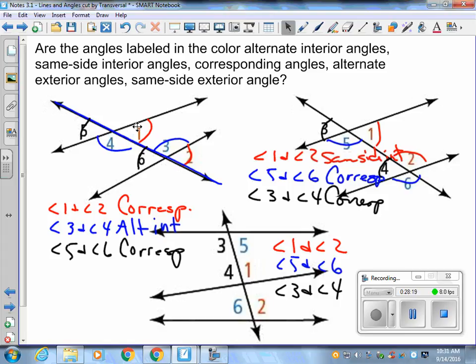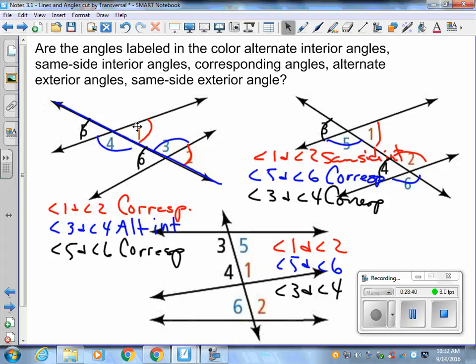And then 4 and 3 are both on the top 2 lines. Are they on the same side of the transversal or alternating? Same side. Are they exterior or interior? So same side interior would be the name of that one. How do we feel about this vocabulary?